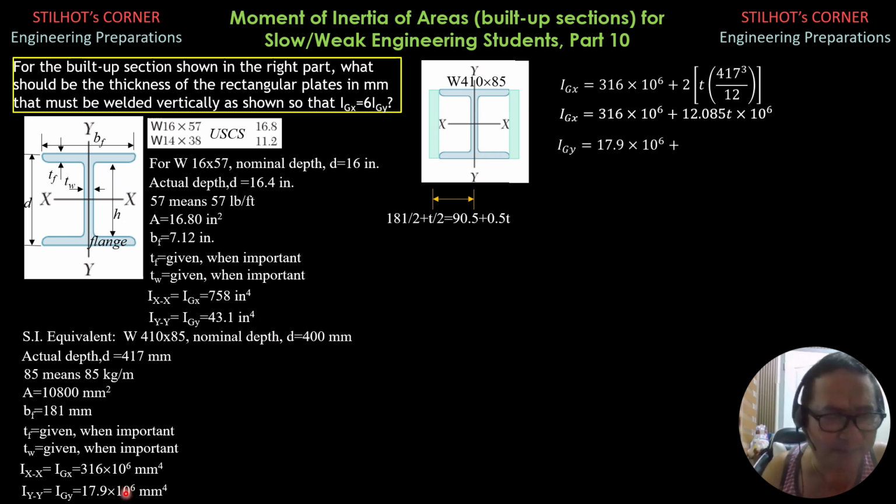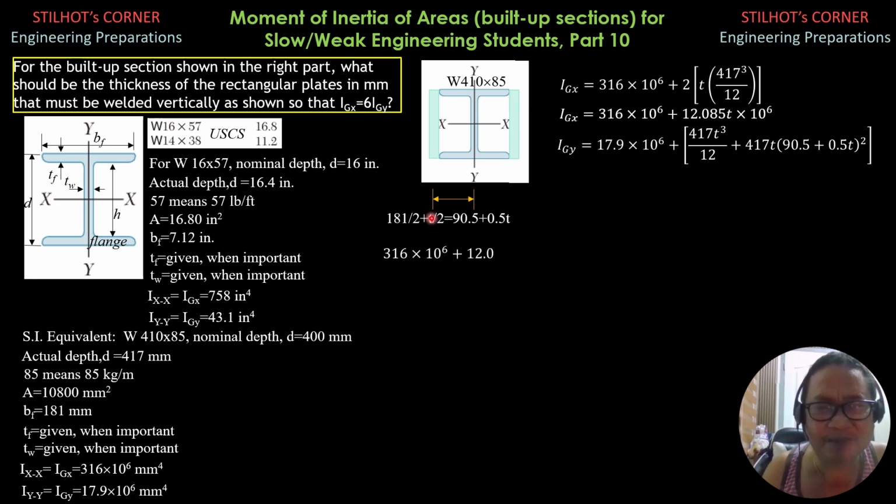So IGY is IGY of the wide flange, which is 17.9 times 10 to the 6, plus 417 t cubed over 12. That's the centroidal moment of inertia of the rectangular plate with respect to the y-axis. Then we transfer it, so plus area 417t, and the distance is quantity 90.5 plus 0.5t, then squared. Then IGX is 6 times IGY. That's the condition of this problem.